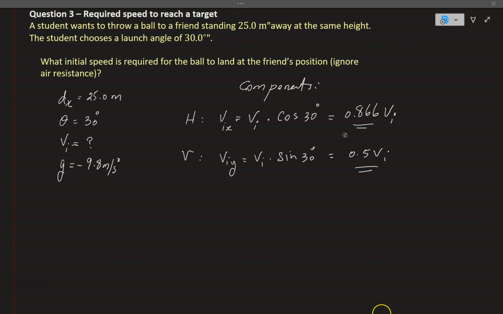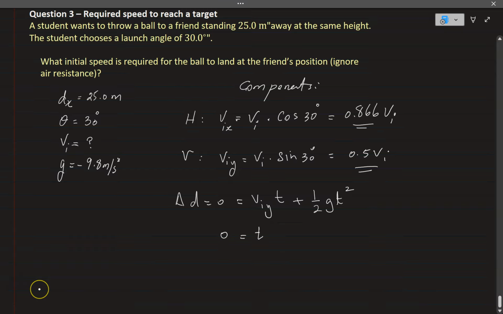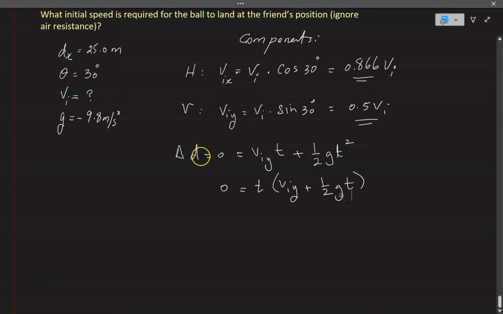But one thing that we do know is that because the ball lands at the same position, the vertical distance, delta D, is 0. And if that is 0, we're going to use the formula VIY T plus 1/2 G T squared. Now let's factor T out, just like the last question that we did. We're going to factor T out: T times (VIY plus 1/2 G T), and we want a non-zero time because the launch time, T equals 0, is irrelevant.